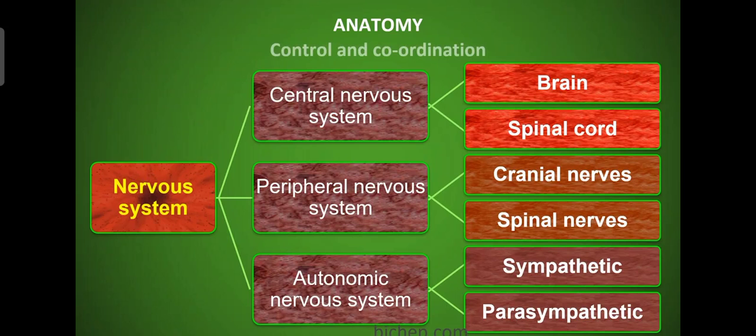Next we will study the next system, that is the nervous system, which is the controlling and coordinating system. The nervous system includes three systems: the central nervous system, peripheral nervous system and autonomic nervous system. The central nervous system consists of brain and spinal cord. The peripheral nervous system consists of cranial nerves and spinal nerves. The autonomic nervous system consists of sympathetic and parasympathetic. These three systems together constitute the nervous system.